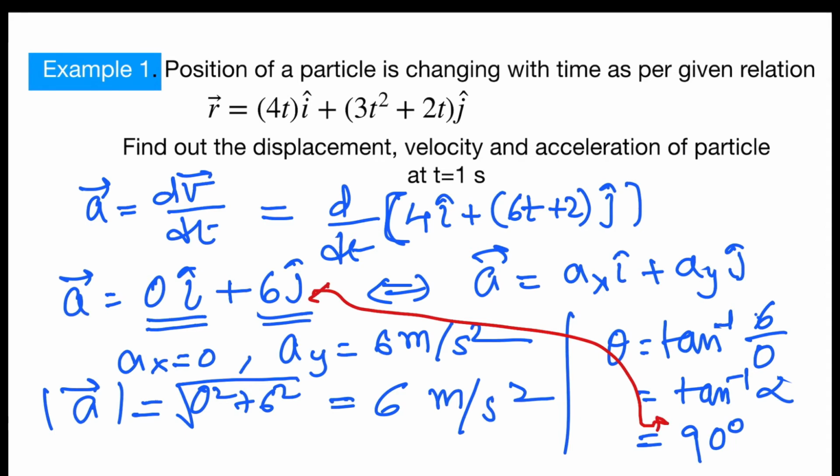So if you have the position vector as a function of time, you can find out the velocity of the particle at any instant of time, as well as the acceleration of the particle. Okay, now let's move to example number 2.